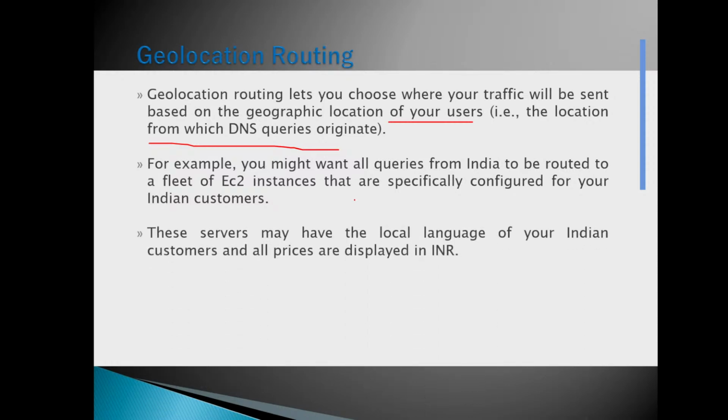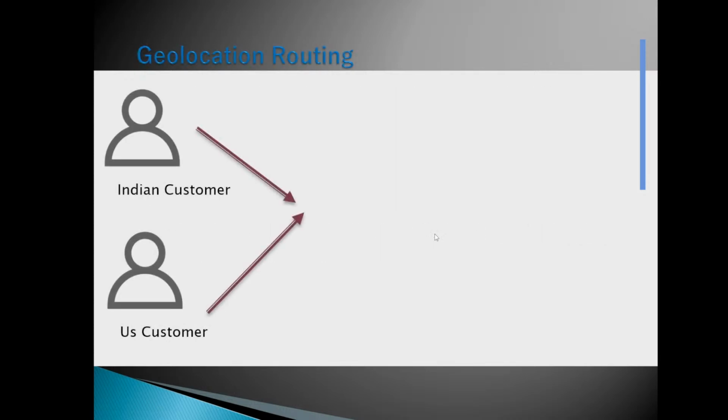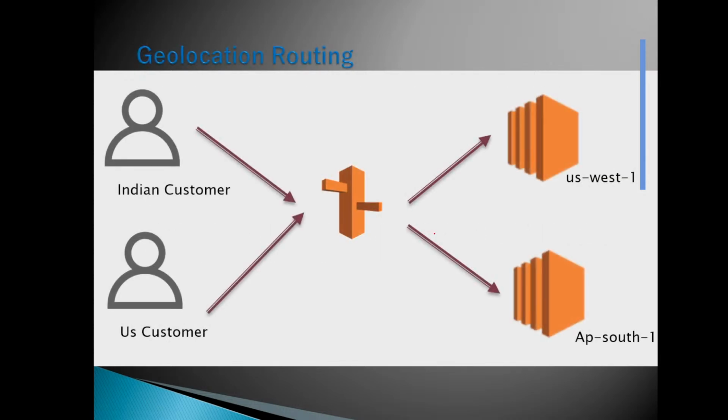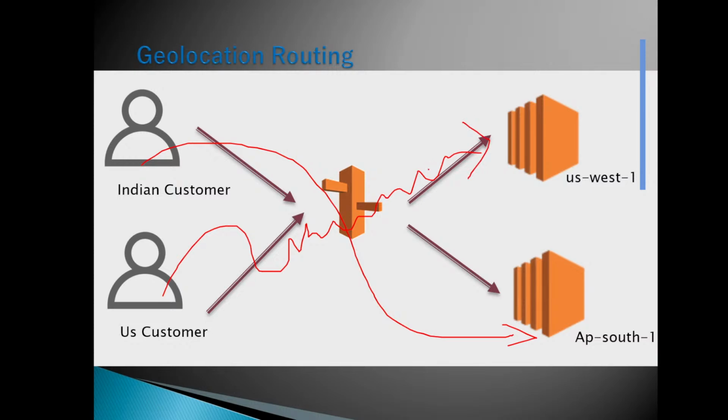For example, you might want all the queries from India to be routed to the fleet of EC2 machines that are specifically configured for your Indian customers. These servers may have the local languages of your Indian customers, and all the prices are displayed in INR. So Indian customers, US customers, all the requests are coming to Route 53. For Indian customers, all the requests can go to the Mumbai region, and for US customers, the requests might go to Virginia servers. This is called geo-based routing.